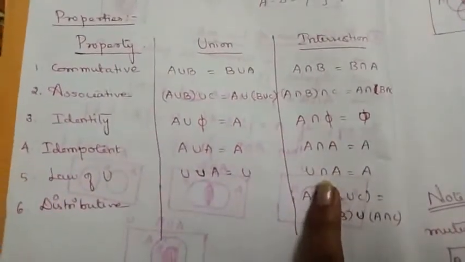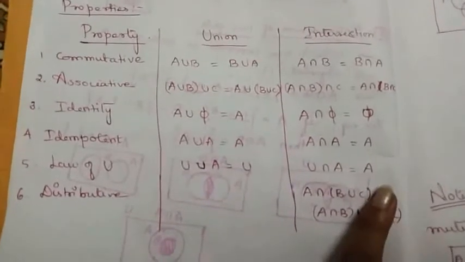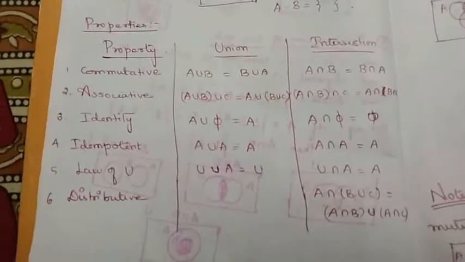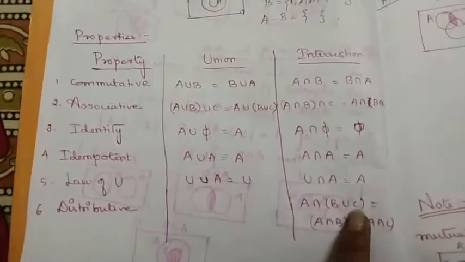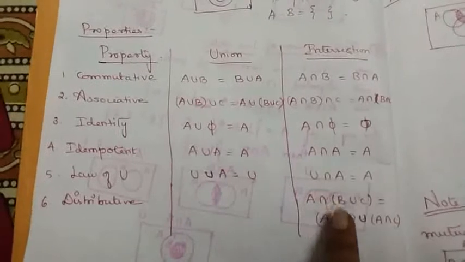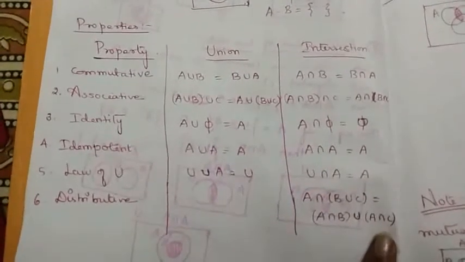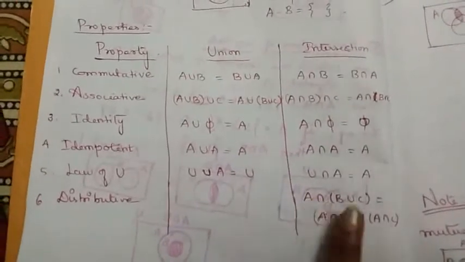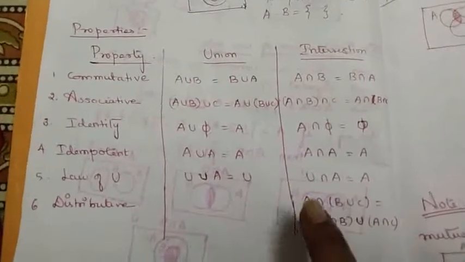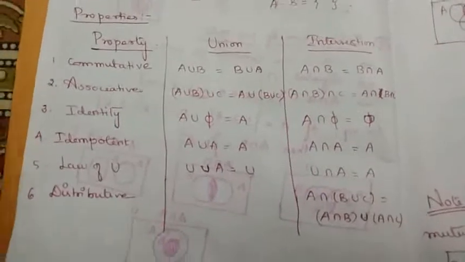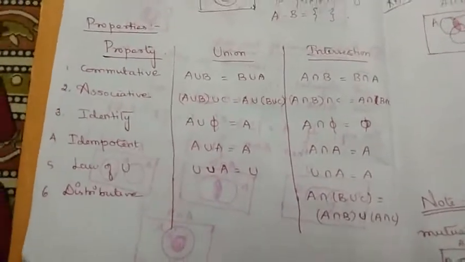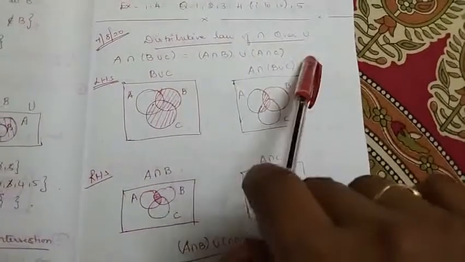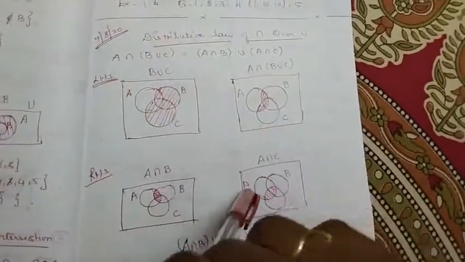For intersection, you will get only the set because you are going to write only the common elements. Then distributive: A intersection (B union C) is (A intersection B) union (A intersection C). Right? This is distribution. We are distributing intersection over union. Then we have seen how to find or express the distributive law using a Venn diagram.